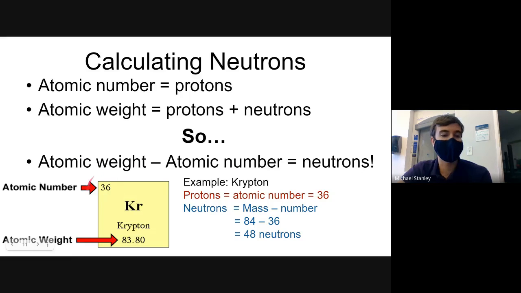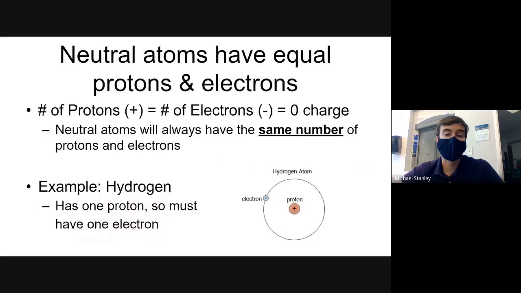All right, so the atomic number is how many protons we have, and the weight minus the number is how many neutrons we have. So that's protons, that's neutrons, but I feel like we're missing something. The electrons. We also want to know, how many electrons do our atoms have? Luckily, electrons are very, very easy.